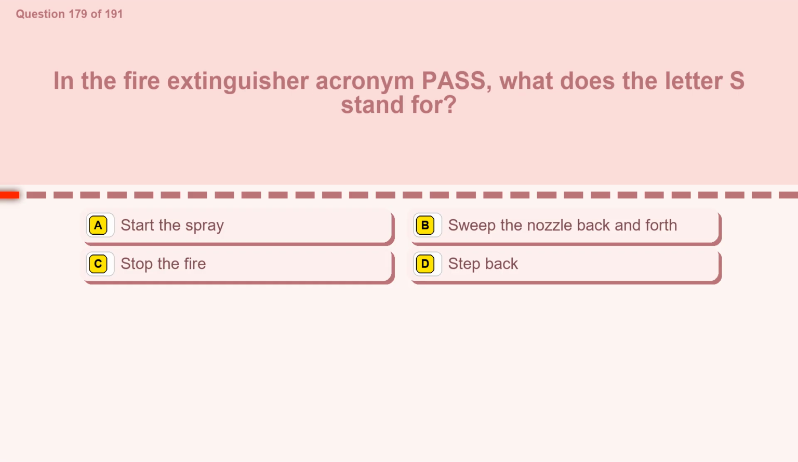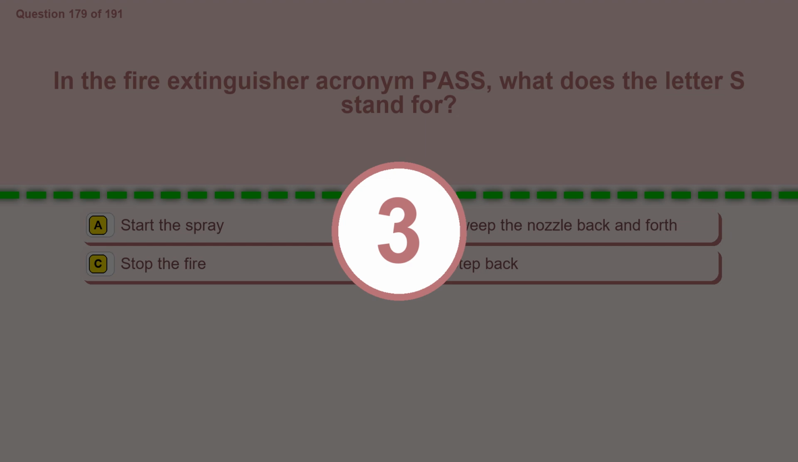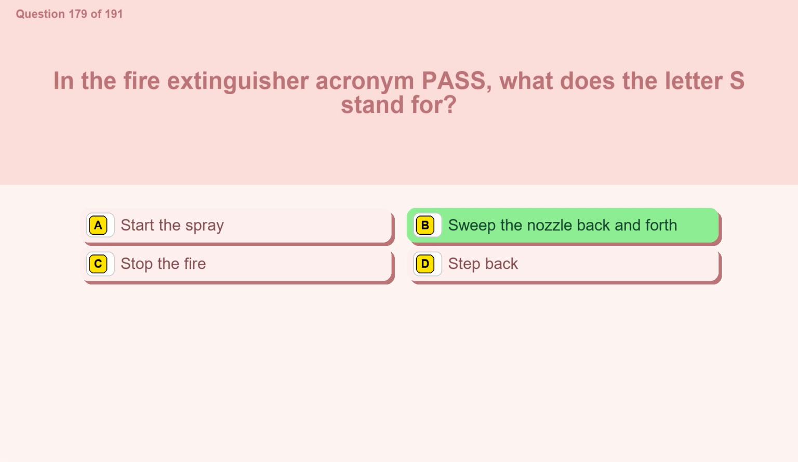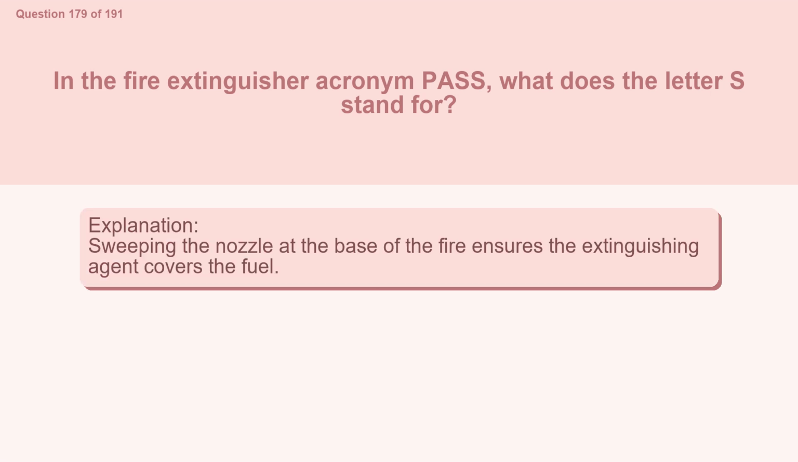Question 179. In the fire extinguisher acronym PASS, what does the letter S stand for? Option A, start the spray. Option B, sweep the nozzle back and forth. Option C, stop the fire. Option D, step back. The correct answer is option B, sweep the nozzle back and forth. Sweeping the nozzle at the base of the fire ensures the extinguishing agent covers the fuel.